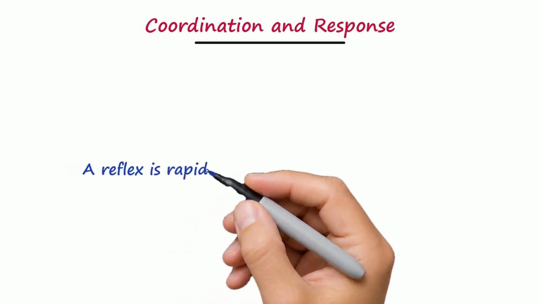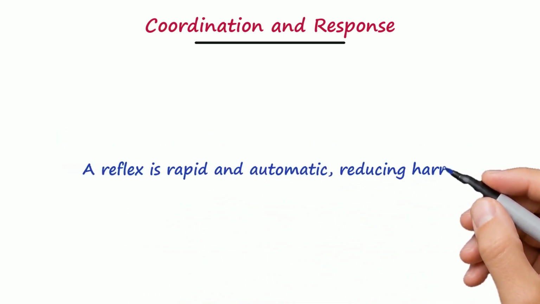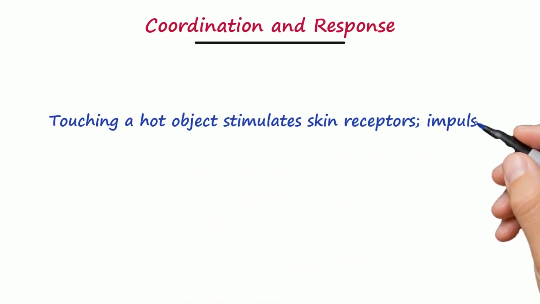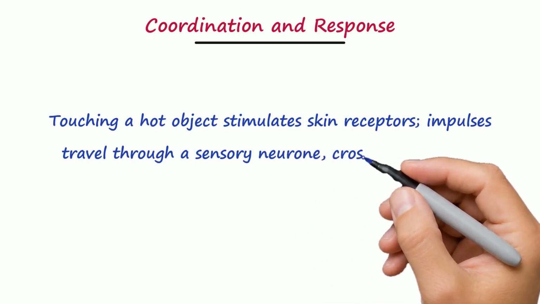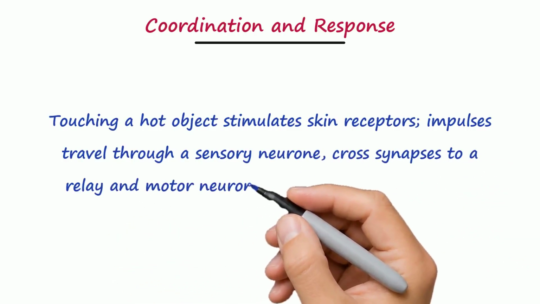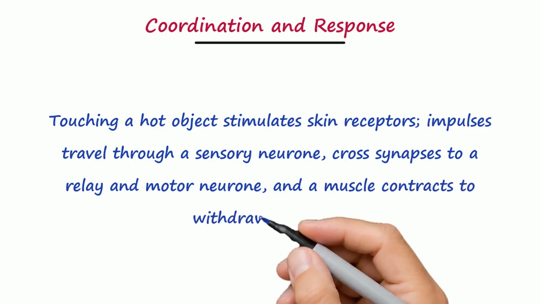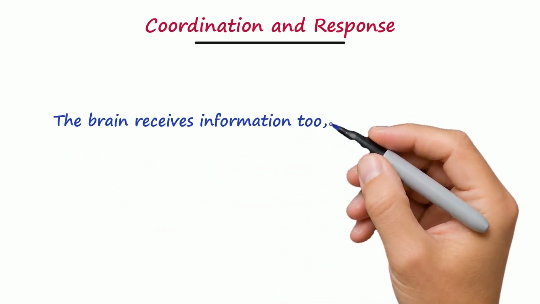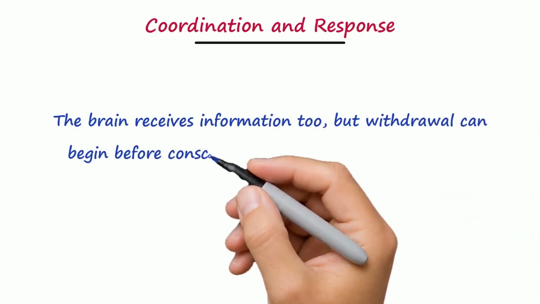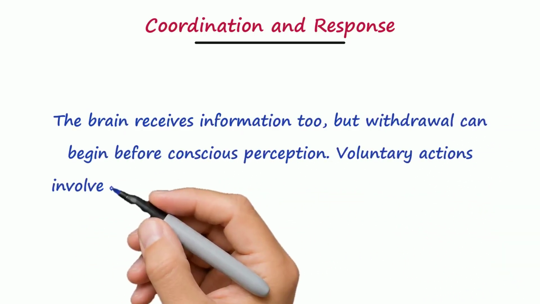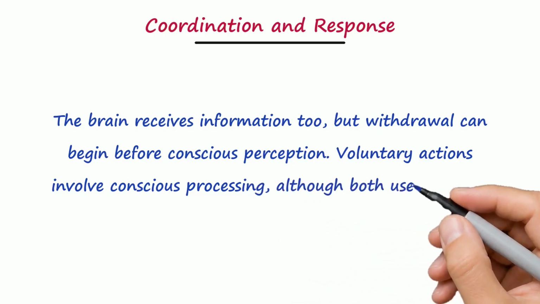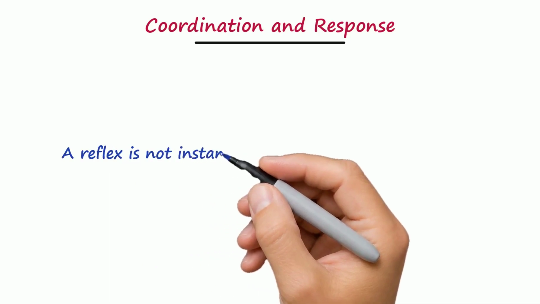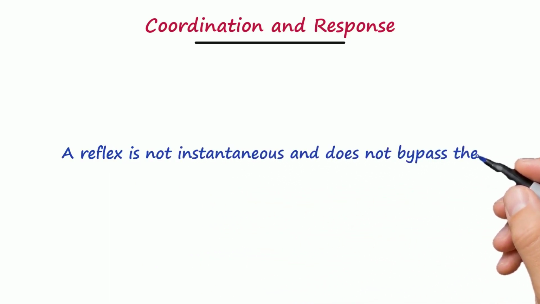A reflex is rapid and automatic, reducing harm. Touching a hot object stimulates skin receptors. Impulses travel through a sensory neuron, cross synapses to a relay and motor neuron, and a muscle contracts to withdraw the hand. The brain receives information too, but withdrawal can begin before conscious perception. Voluntary actions involve conscious processing, although both use neurons and effectors. A reflex is not instantaneous and does not bypass the central nervous system.